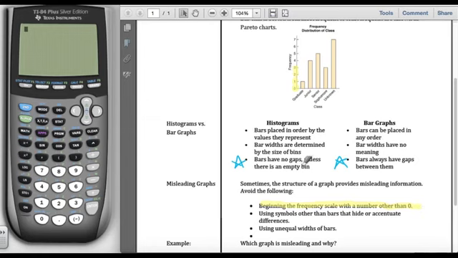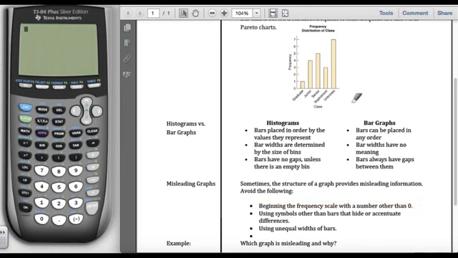Another item to avoid is using symbols other than bars, using 3D shapes or using other shapes. It can be difficult to compare odd shapes, so just make sure they're bars. That should be an easy thing. And then make sure the bars have equal widths. You shouldn't have one bar that's wider or narrower than another bar.